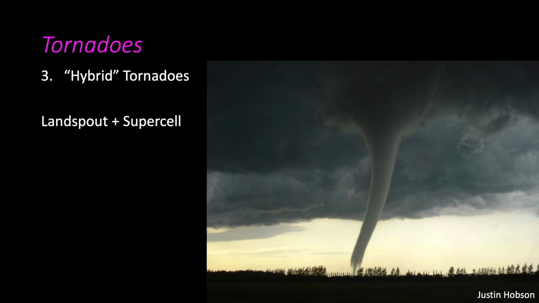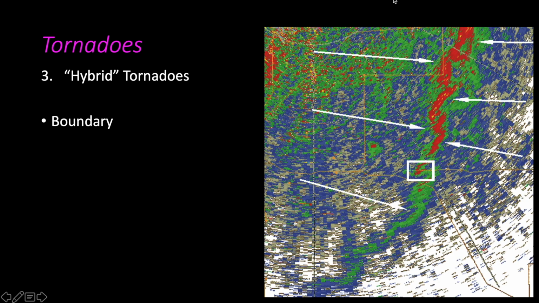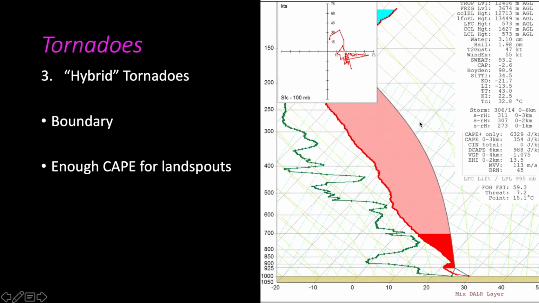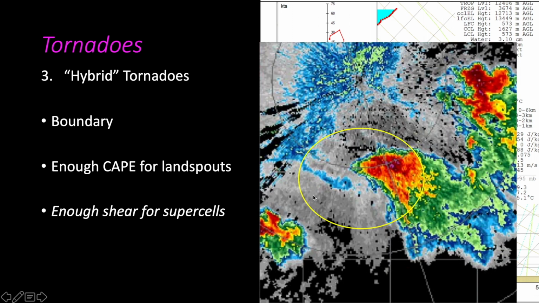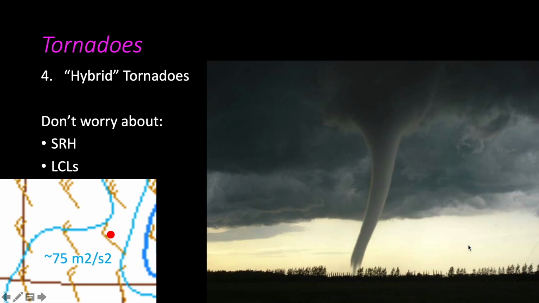And really what that means is you've got to look for boundaries. You've got to look for zones of vertical vorticity where everything's spinning and you're just waiting for an updraft to form on those. Then you've got to look for enough CAPE and those steep low-level lapse rates. And you've got to look for shear because we're talking about supercells here. And the end product is something that resembles both a landspout and, most definitely, a supercell.